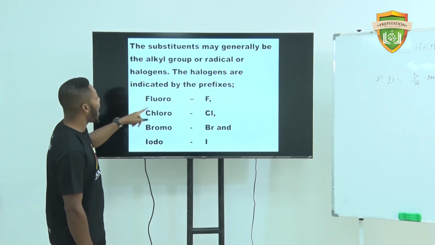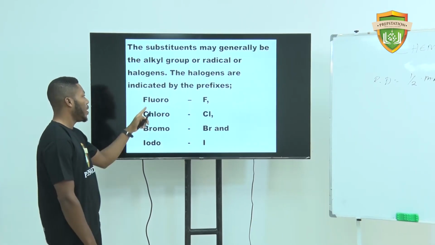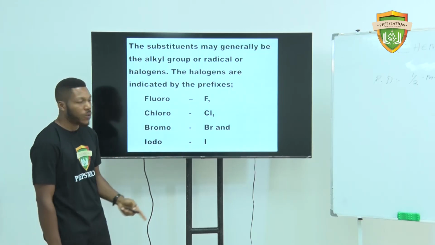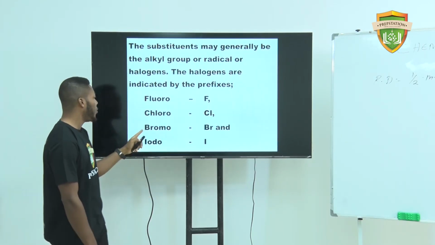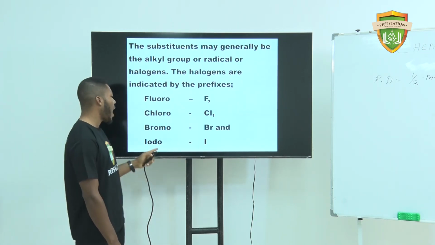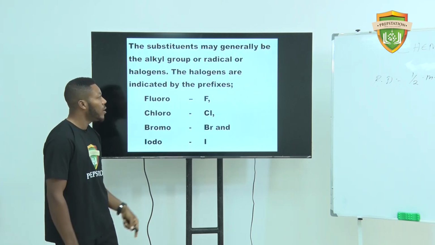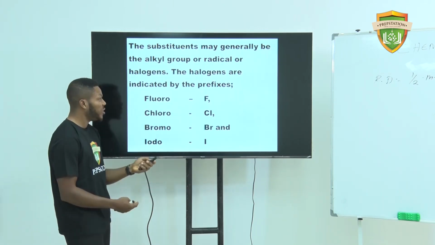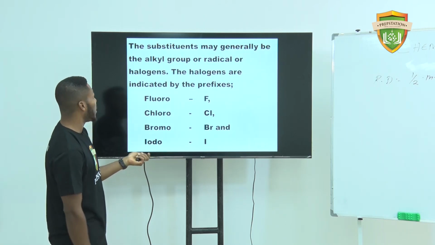The halogens are indicated by prefixes. If it is fluorine, you call it fluoro. If it is chlorine, you call it chloro. If it is bromine, you call it bromo. If it's iodine, it's called iodo. So these are all prefixes or suffixes depending on the position in the organic compound.